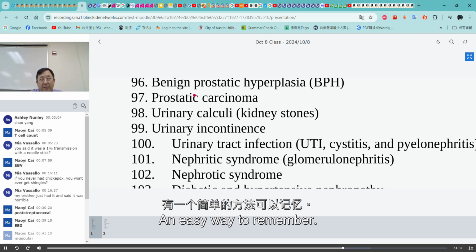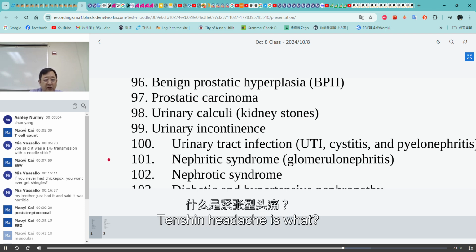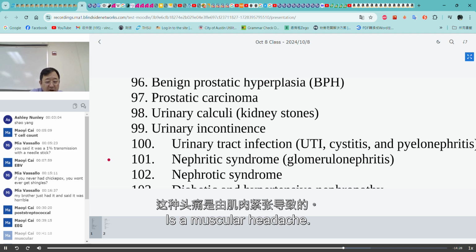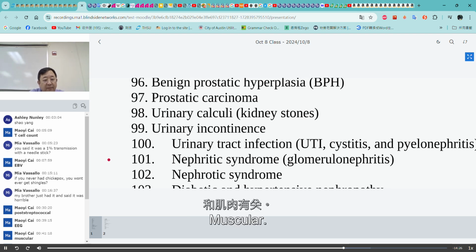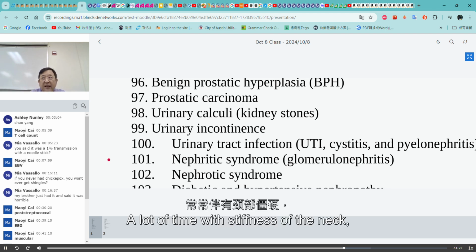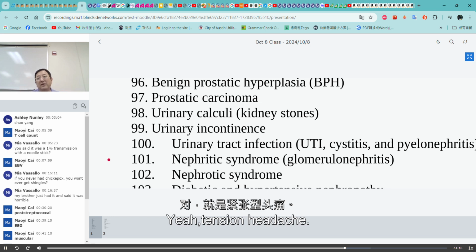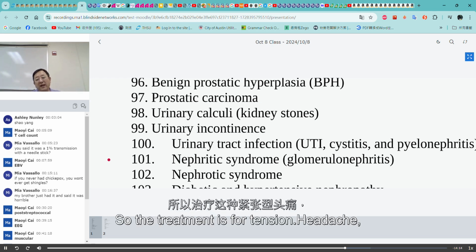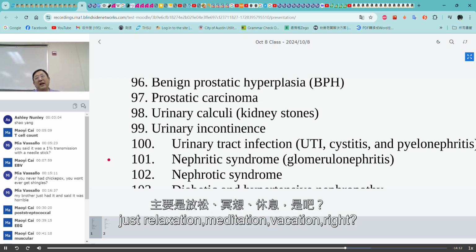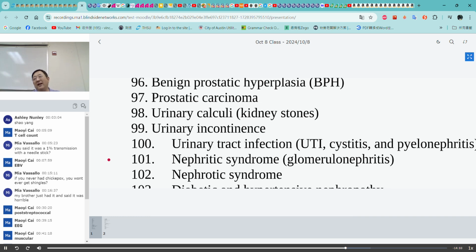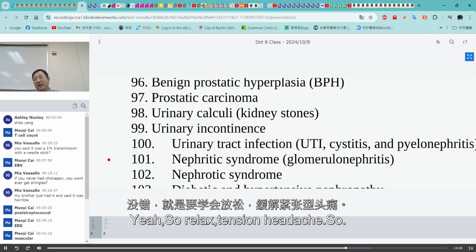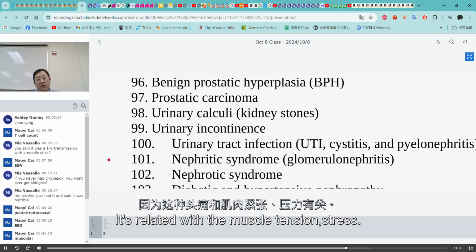An easy way to remember. Tension headache. Tension headache is a muscular headache. Muscle tension. A lot of the time with stiffness of the neck, and it feels like the head is wrapped by a band, you know? Yeah, tension headache. So the treatment for tension headache is just relaxation, meditation, vacation, right? Yeah, so relax. It's related to muscle tension and stress.